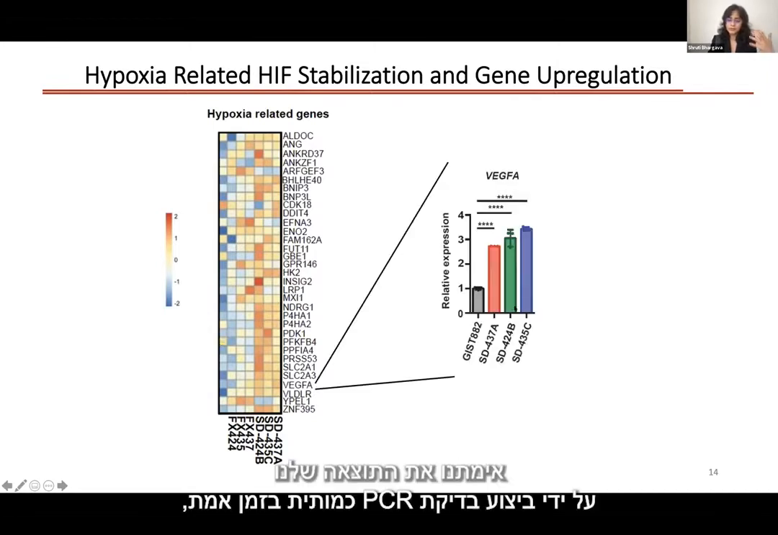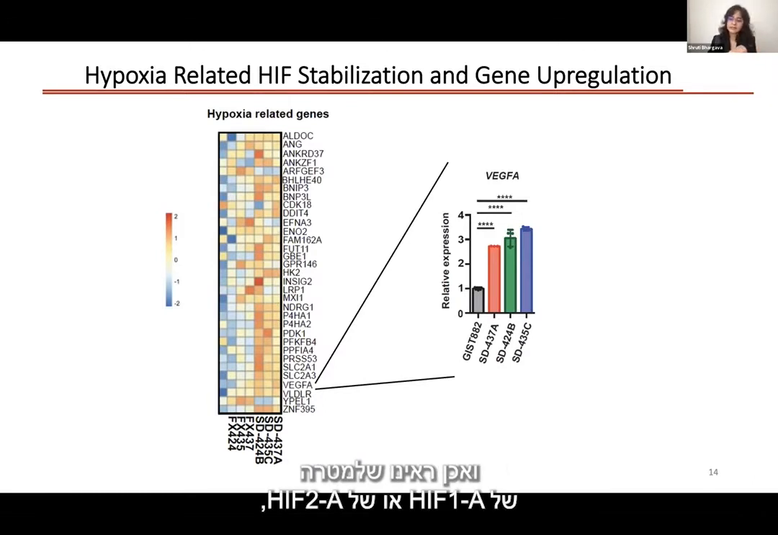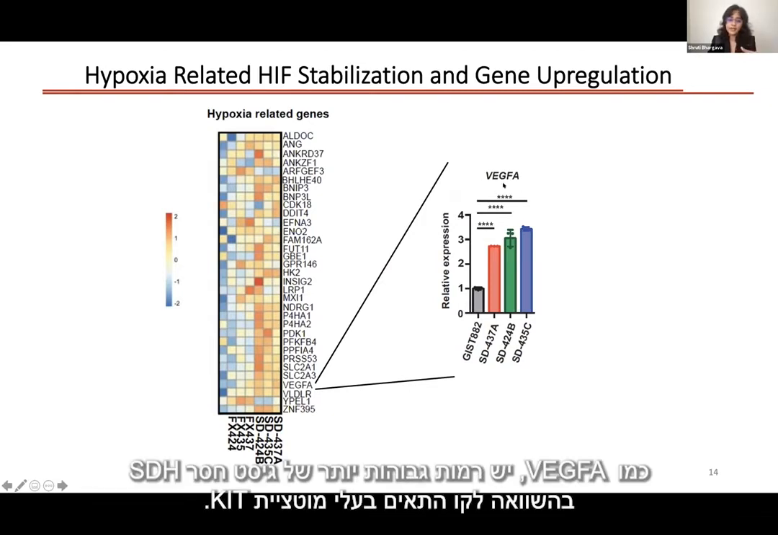We also verified our result by performing quantitative real-time PCR, and we did see that targets of HIF1 alpha or HIF2 alpha, like VEGF-A, are higher in SDH deficient GIST as compared to the KIT mutant cell line.